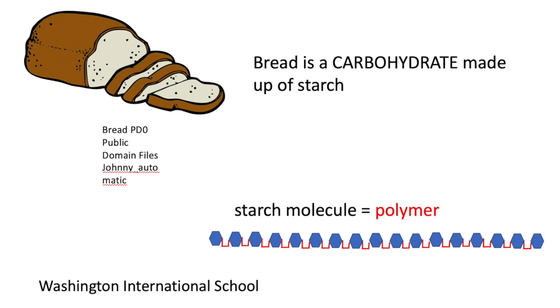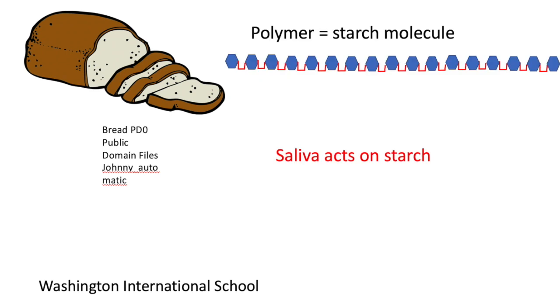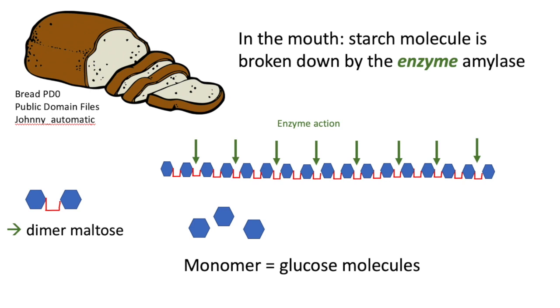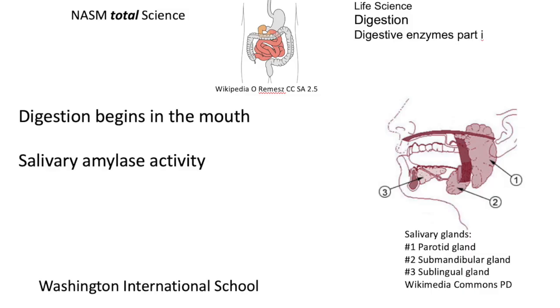And so bread is a carbohydrate made up of a polymer, which is starch. The hexagons below are the repeating units, and the red links are what needs to be broken during digestion. And so saliva is going to act on starch and start the digestion of the polymer starch molecule. The enzyme amylase is going to break down not every link here, but most of them, because we want to end up eventually in digestion with glucose.